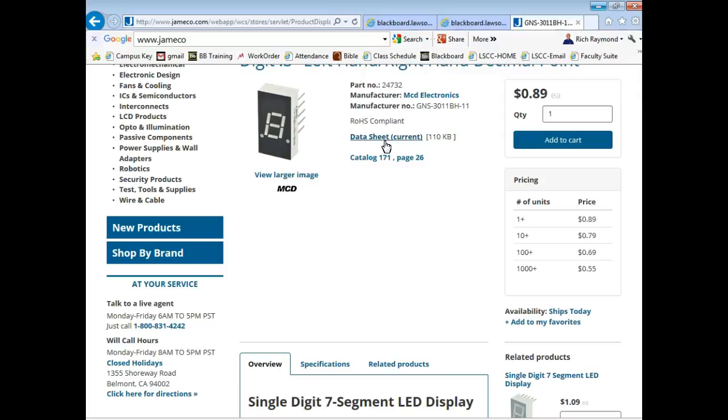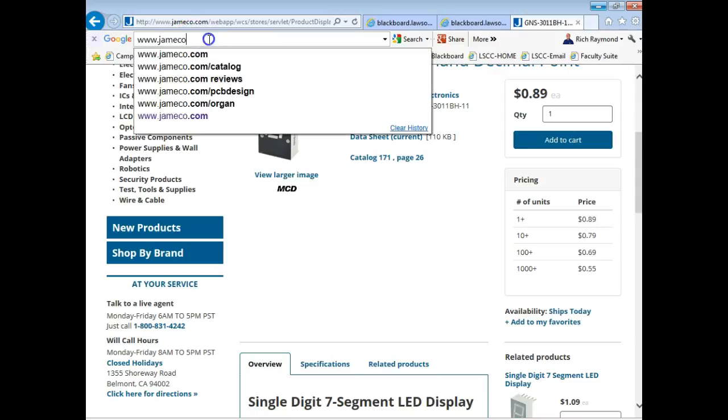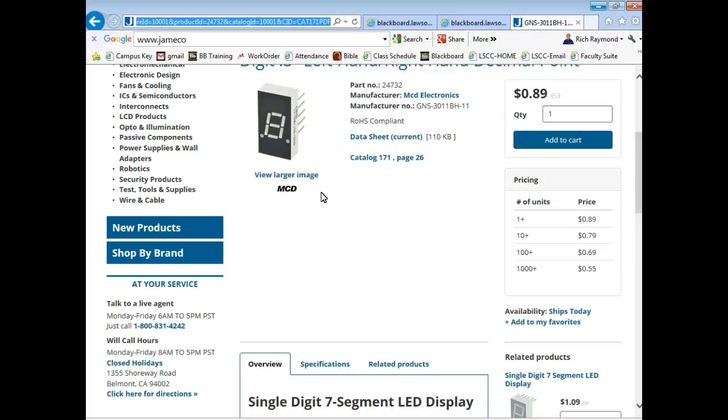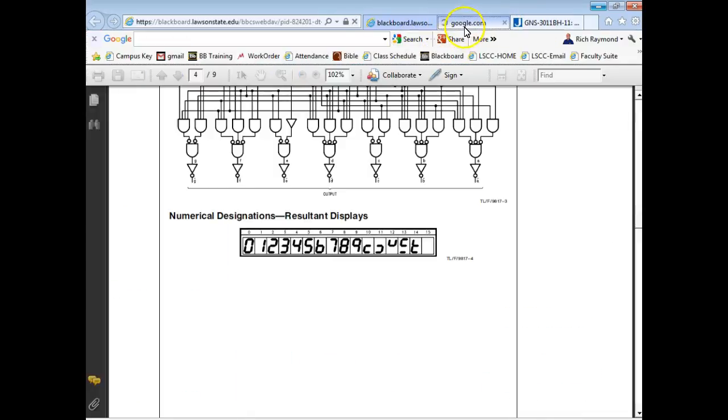Most of the time when I want a data sheet, I don't go to the internet and search for it, because you get all these different places that want to charge you for them. Or you have to give them a lot of information before they give them to you free, and then they sell that information. With Jamico, you don't sign up for anything. It's just www.jamico.com, and they sell a bunch of parts up there. A lot of these data sheets actually came from up there.